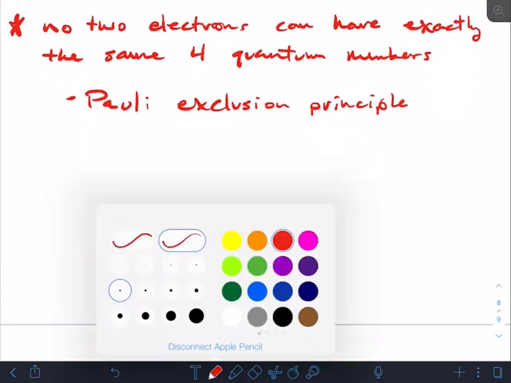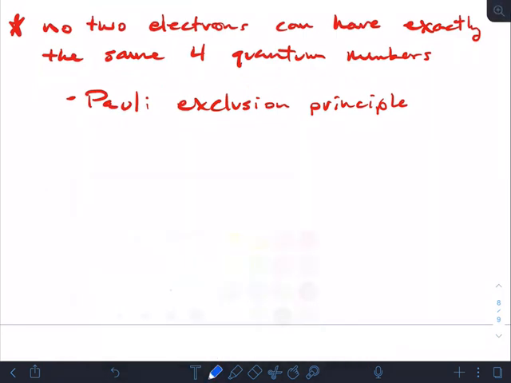All right. So, let's talk about quantum numbers and orbitals. And we're going to do this in blue.